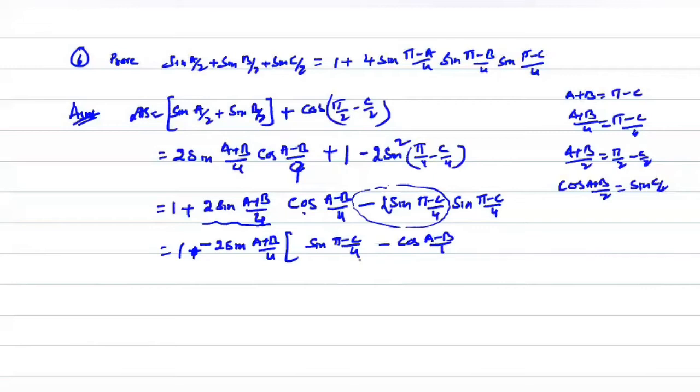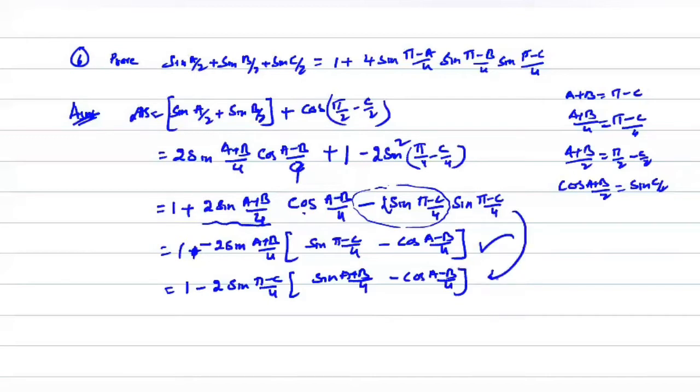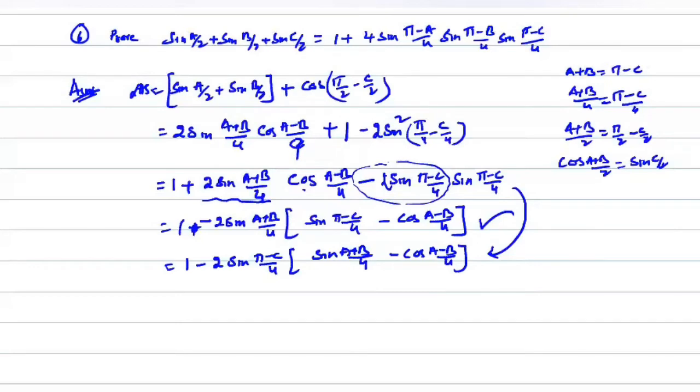Okay, right. This is equal to 1 minus 2 sin (pi minus c)/4, which can be written as sin of (a plus b)/4 minus cos of (a minus b)/4. You can write this directly, if you are good enough, else do it slowly, right?